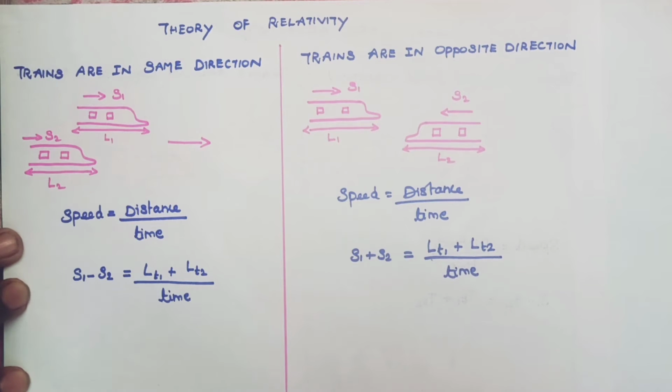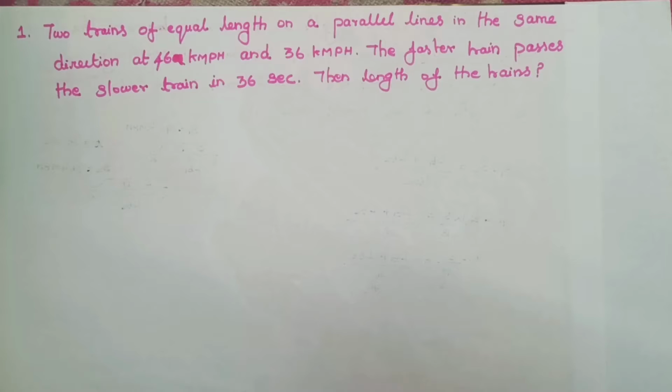Just remember, if the trains are in the same direction, you subtract the speeds, but if the trains are in the opposite direction, you add speed 1 and speed 2, right? Now we have seen the basic concepts in the Theory of Relativity. Let me solve some more problems to help you understand this concept better.